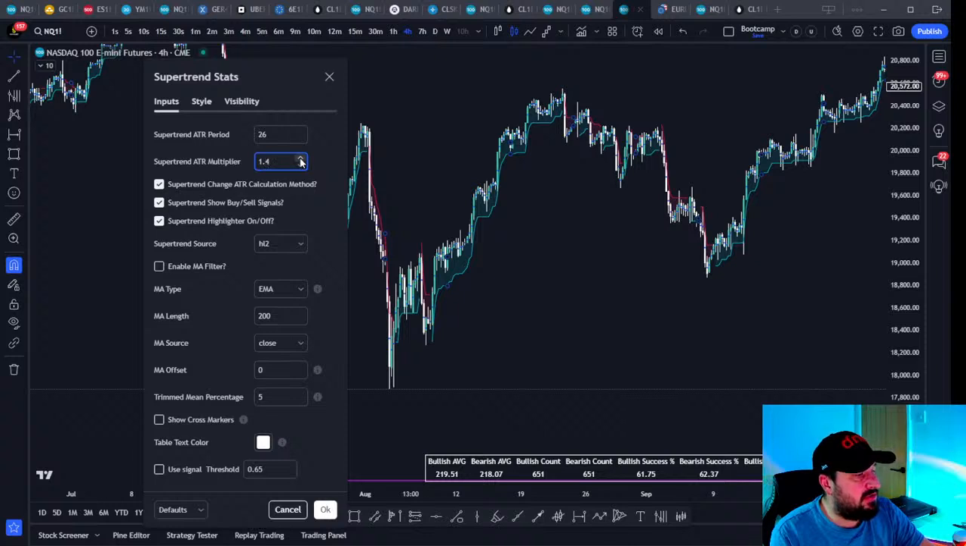That's good. And let's look at the average bullish move. So 234 points when it crosses. But if I go up to 2, you get 285 at 61%.